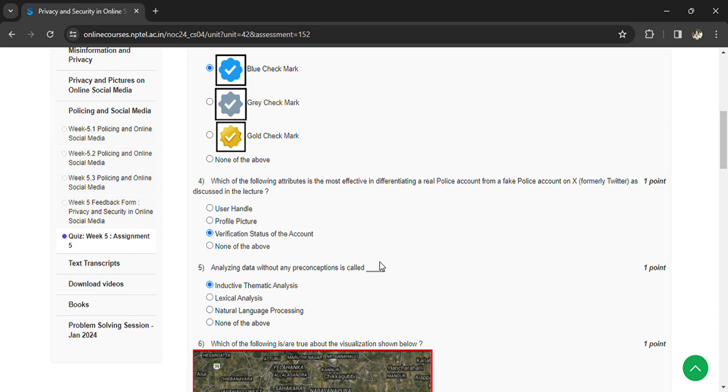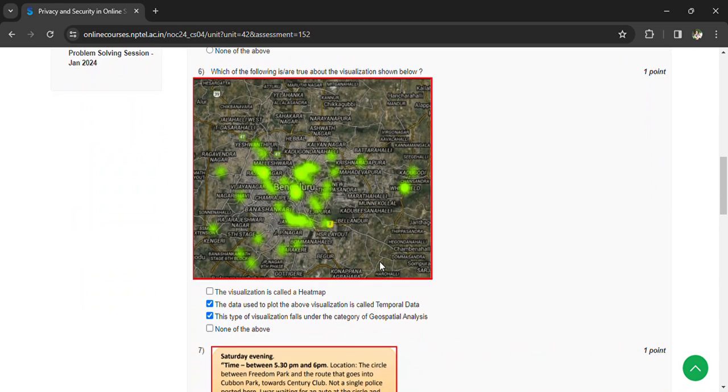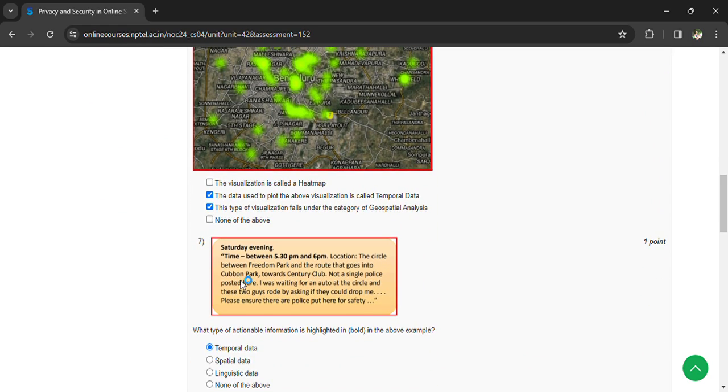Which of the following is true about the visualization shown below? Here, we have some green marks. This is not a heat map, I know. And the data used to plot the visualization is temporal data, or it can be geospatial analysis. I think these two are the right answers. Coming to the seventh one, Saturday evening time between 5:30 p.m. to 6 p.m. Here, this is in bold. The actionable information highlighted in bold is temporal data.